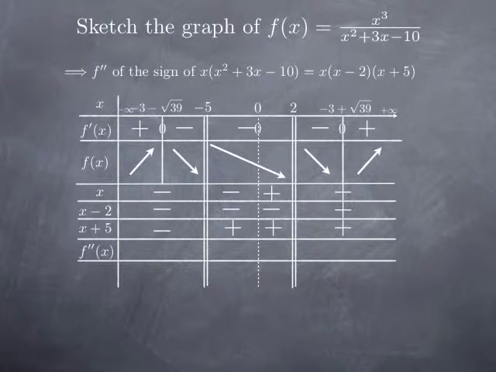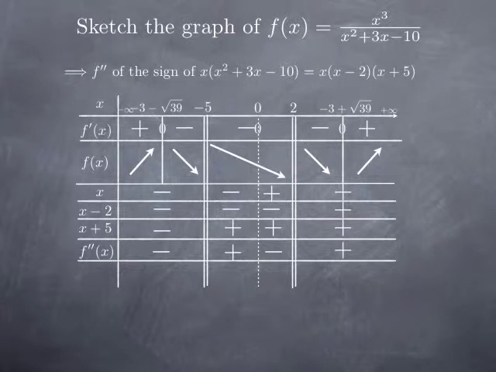On the interval from negative infinity to negative 5, all three factors are negative, so the second derivative, which is of the sign of the product, is negative. From negative 5 to 0, I have two negative factors, so the product is positive. From 0 to 2, there's only one negative factor, so I get a negative product. And from 2 to infinity, I have three positive factors, so the product is positive.